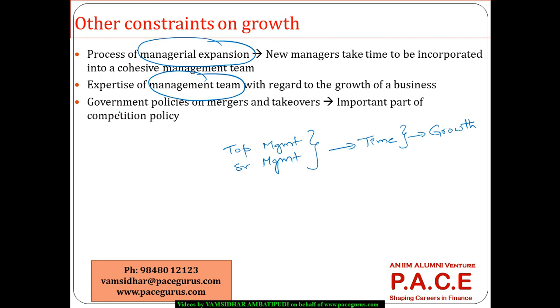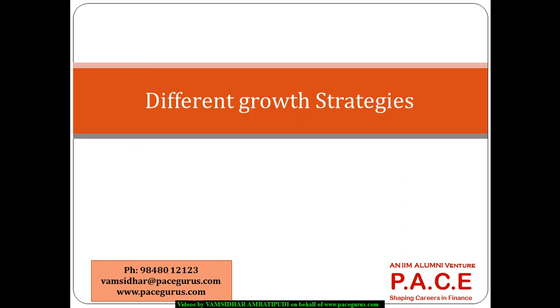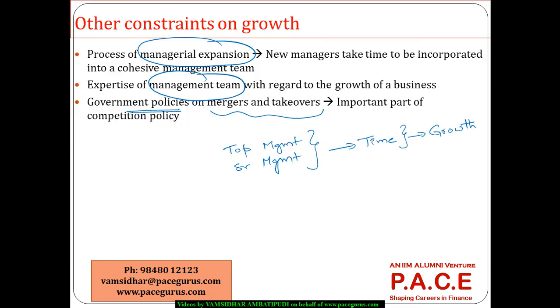And apart from that, what are the government policies? Because today one of the major sources of quicker expansion is relying on mergers and acquisitions. So to what extent are the government policies influencing mergers and acquisitions? What are the various constraints imposed by the government with respect to mergers and acquisitions? All these things collectively play an important role and act as different kinds of constraints as far as the growth of the company is concerned.